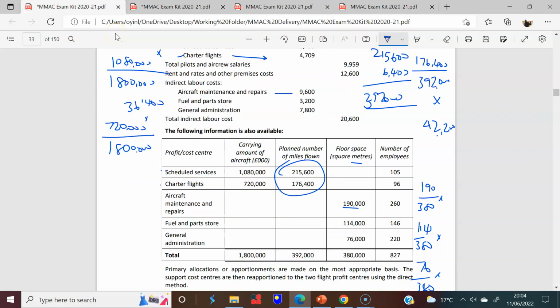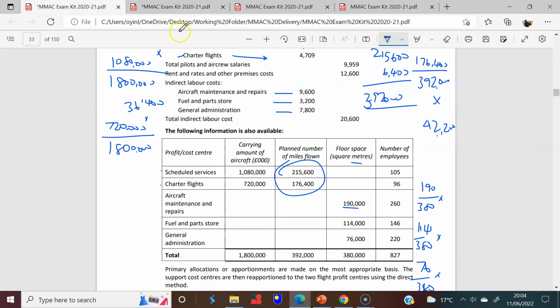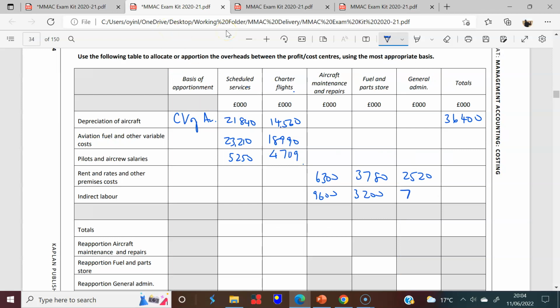The indirect labor as well is very much an indirect allocation. Clearly, maintenance, fuel, and general administration. So we just chuck those in as well straight away. We're allocating 9,600, 3,200, and finally 7,800. Yes. And then just add these across, of course.